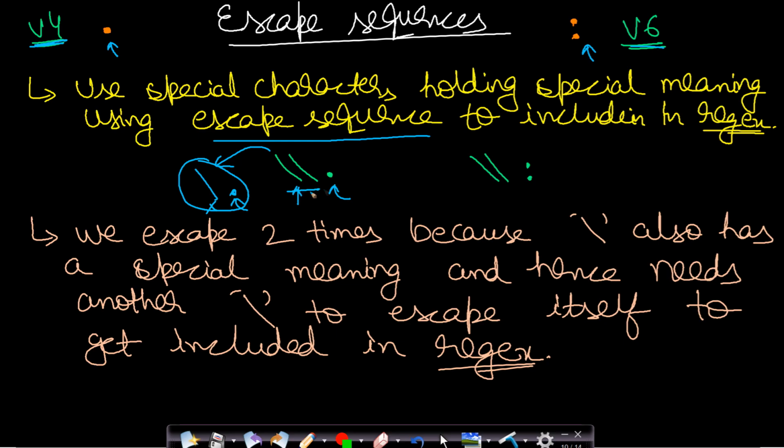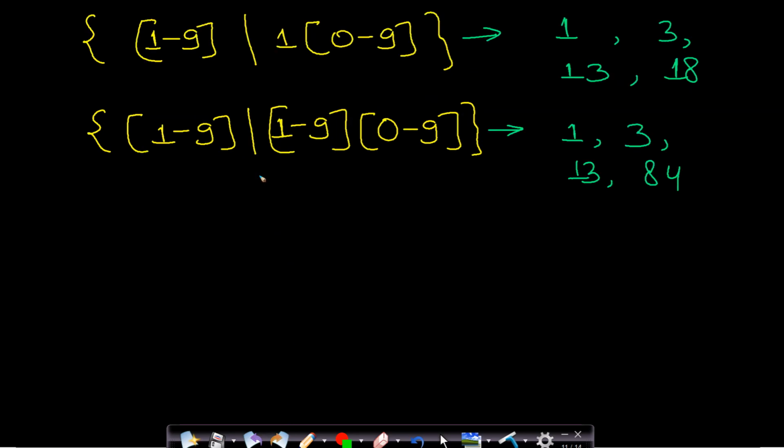So this is how you will include a dot in your regular expression. Similarly, for including a colon, you will write two backslashes and then write the colon. So this is the concept of escape sequences. Now let us look at how we form a number in a regular expression.